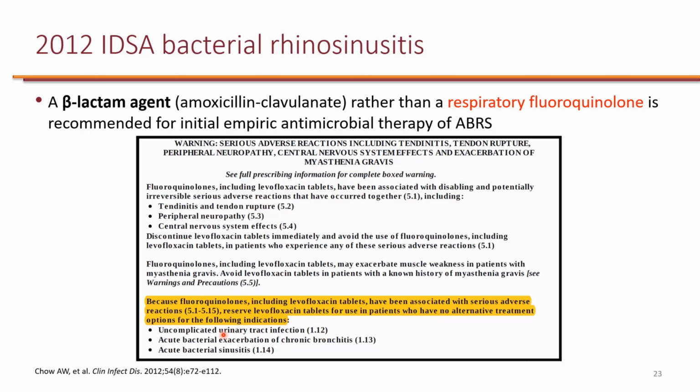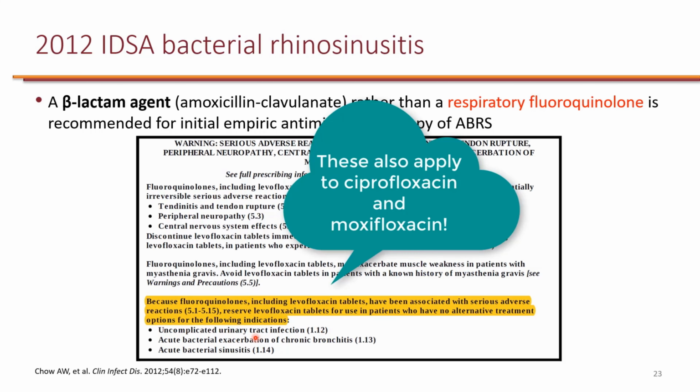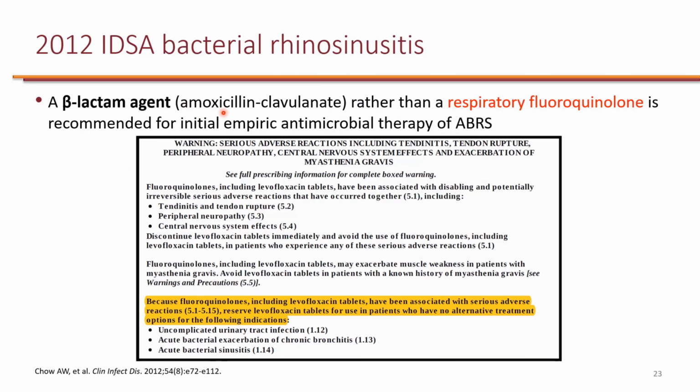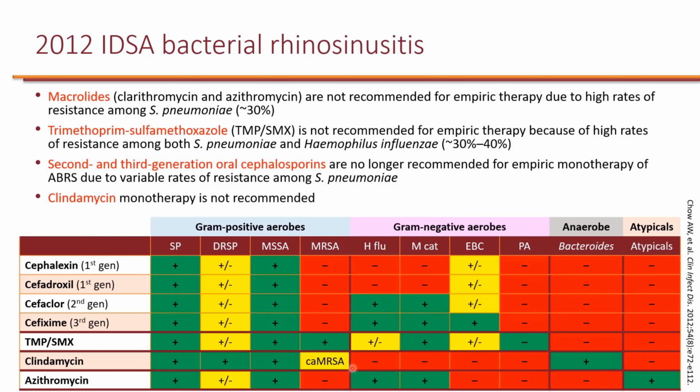So that includes urinary tract infections. So someone with uncomplicated urinary tract infections, if they have options, they should receive those other options. So only use fluoroquinolones if there are no other options. The same is true with bacterial sinusitis or rhinosinusitis. So if someone can tolerate amoxicillin-clavulanate, then they should get that instead of levofloxacin.